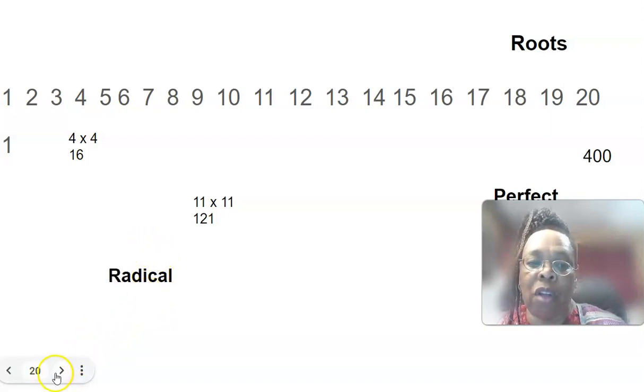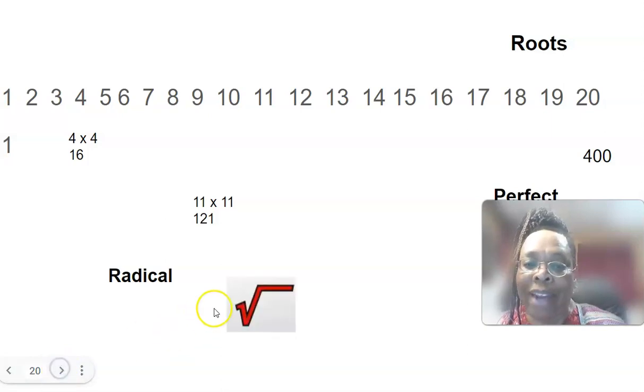Then there's something called the radical. The radical is this little picture that you'll see on your calculator, and this signifies we're looking for the square root of a number. So if we put a number in the calculator and then we find this radical, it will give us the root of that number. It doesn't have to be a perfect square, but we're talking about perfect squares today.